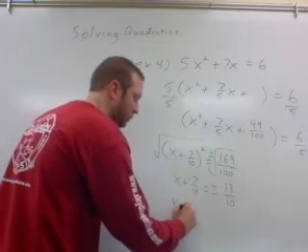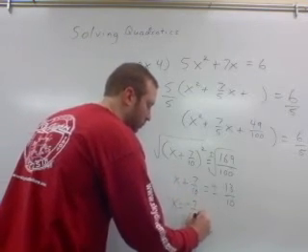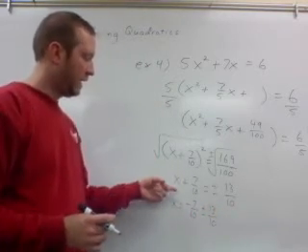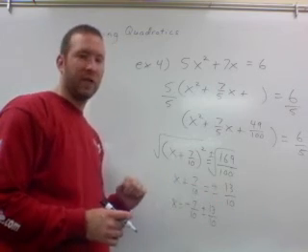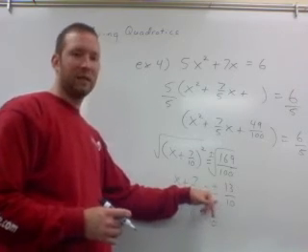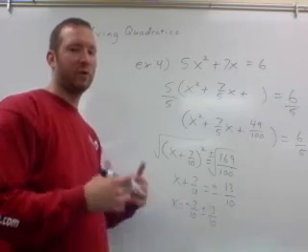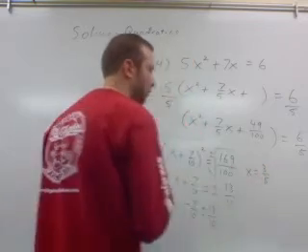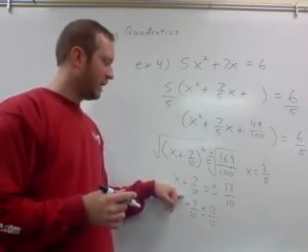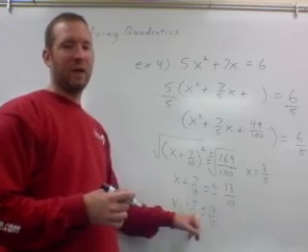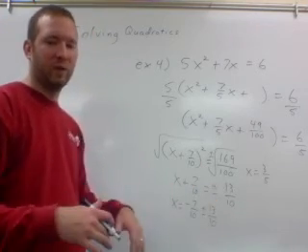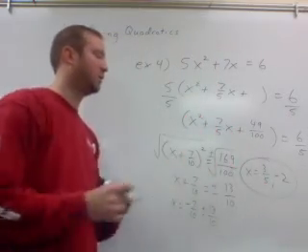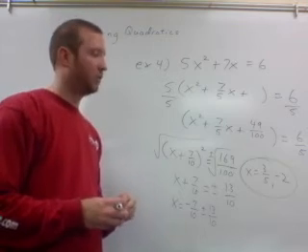Subtract the 7/10. Alright, so negative 7/10 plus 13/10. Negative 7 plus 13 is 6. 6 divided by 10 reduces to 3/5. And then the second one will be negative 7 minus 13. Negative 7 minus 13 is negative 20. Negative 20 divided by 10 is negative 2. And there are my answers. x equals 3/5 and x equals negative 2.